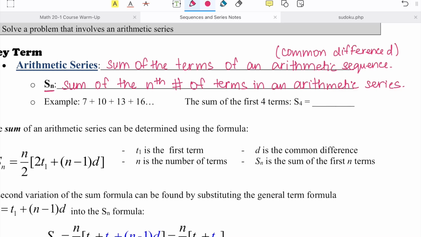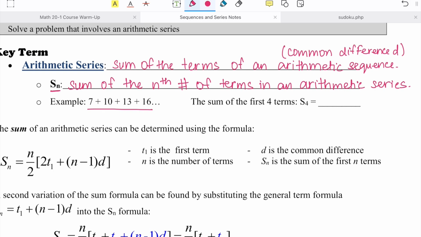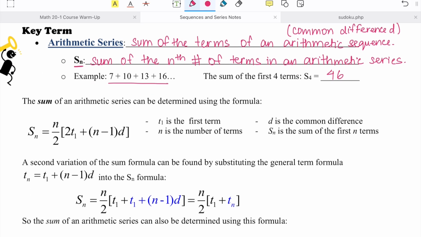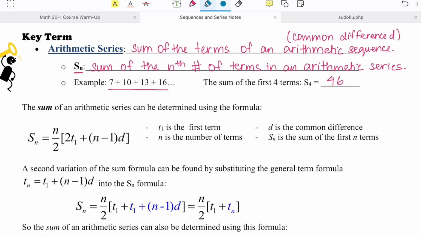is Sn. Okay, so here we have 4 terms given to us and we need to find the sum of the first 4 terms. 7 plus 10 plus 13 plus 16 is 46. I messed it up. So if you look at this, this is the formula that we'll be using and it'll be in your formula sheet as well. Okay, all these formulas should be in your formula sheet.